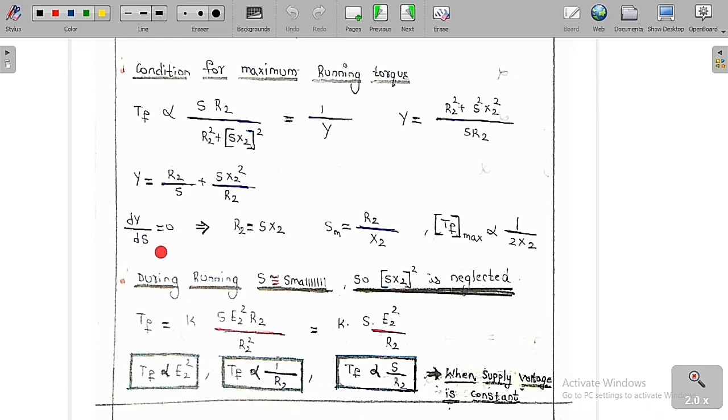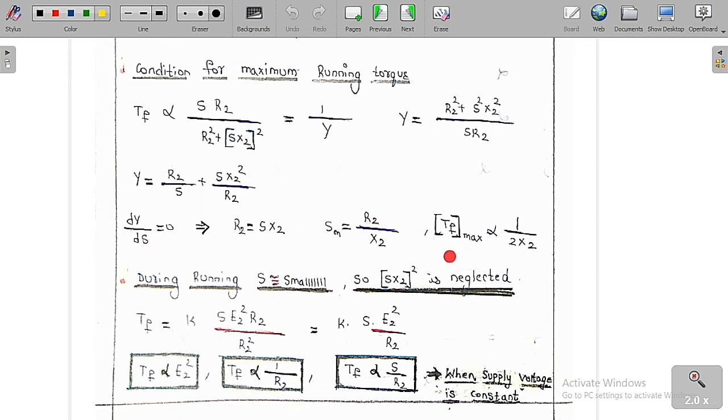So I want to do the differentiation of this with respect to S and equate it to 0. At what ratio are we going to get this equal to 0? Differentiation dy by dS equal to 0 gives R2 is equal to S into x2. So S is equal to R2 by x2. Therefore at this slip we are going to get the maximum torque. This is the slip at which we get the maximum torque, S is equal to R2 by x2. So SM is called the slip at maximum torque, which is the ratio of R2 by x2.